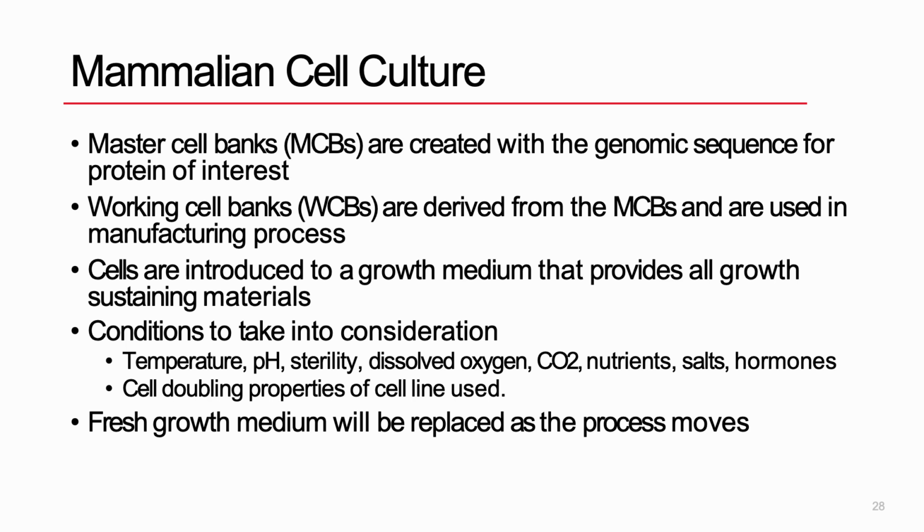The conditions to take into consideration are the following: the temperature, pH, sterility, dissolved oxygen, CO2, nutrients, salts, hormones, and the cell doubling properties of the cell line that is used as well. Now we need to have, of course, a fresh growth medium that will be replaced as the process moves, because of the sterility, oxygen level, CO2, nutrients that are being used, the salt, and the hormones as well.